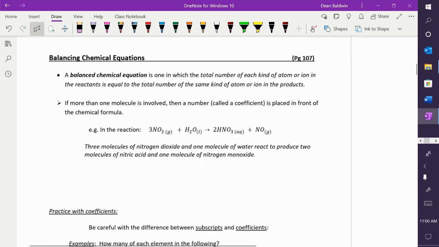There's tips for balancing. Okay, here we go. Balanced chemical equation. So you all hopefully have done this before. The total number of each kind of atom or ion, we'll do that later on, has to equal the total number of the same kind of atom or ion in the product. So left-hand side has to equal the right-hand side, essentially. All right?